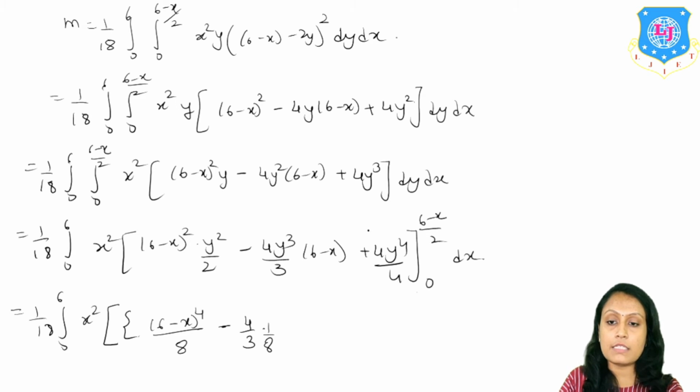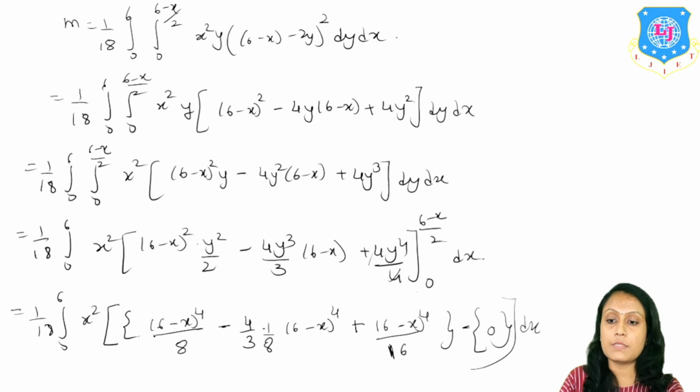And 6 minus x whole cube into 6 minus x, so this is 6 minus x whole raised to 4. Okay, plus now substitute, this 4 will get cancelled, right? So over here we have 6 minus x whole raised to 4. Okay, and here we have 2 raised to 4, that is 16. Okay, now substitute the lower limit. So if you substitute 0 over here, all the terms are gone, right?